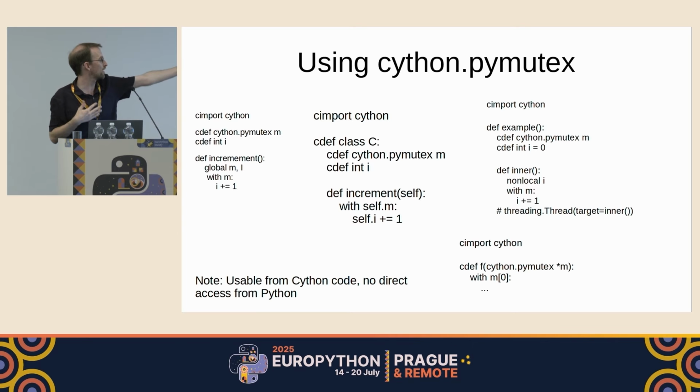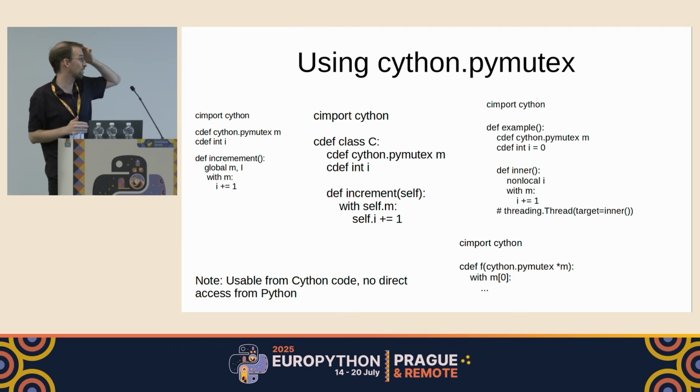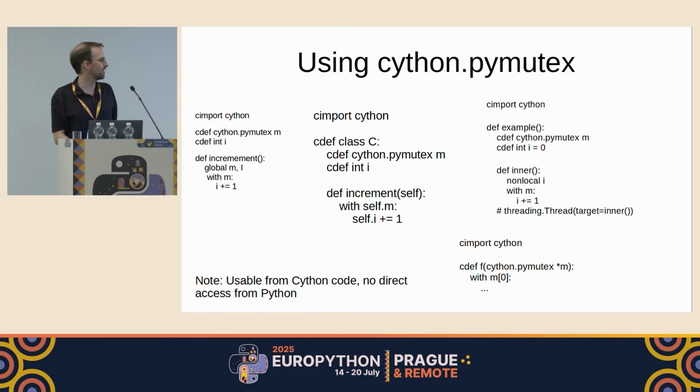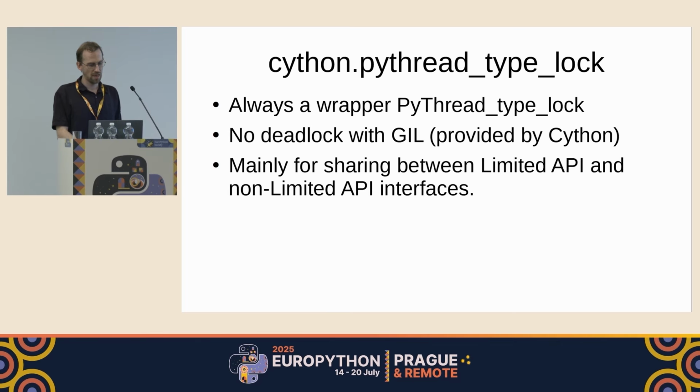It can be a member of a cdef class, so it can be a member of a special compiled class type. Or it can be a function local, shared in an inner function, and you can pass it around as a pointer. So you can do lots of things with a PyMutex. It's usable only from Cython, I'm afraid. So if you've got Python code, it can't get to this PyMutex. This is our fallback wrapper. It's mainly used for the limited API, so I don't think I should say a lot about it. But equally, we've ensured for your benefit that there's no deadlock with the global interpreter lock.